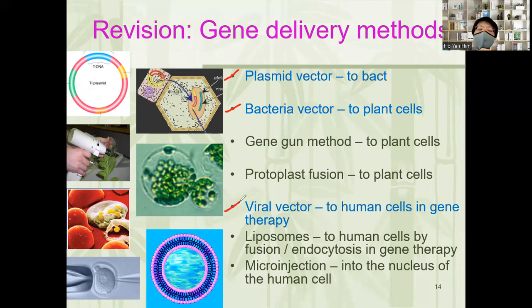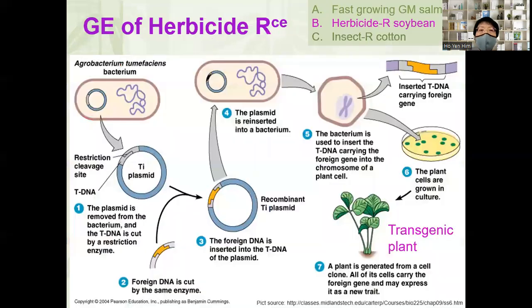We have learned the use of retrovirus and adeno-associated virus, AAV, in gene therapy. We have also learned micro-injections in injecting the growth regulating hormone into the embryo, into the fertilized egg of the salmon fish. Right, so all these four are the gene delivery methods that we have learned so far.